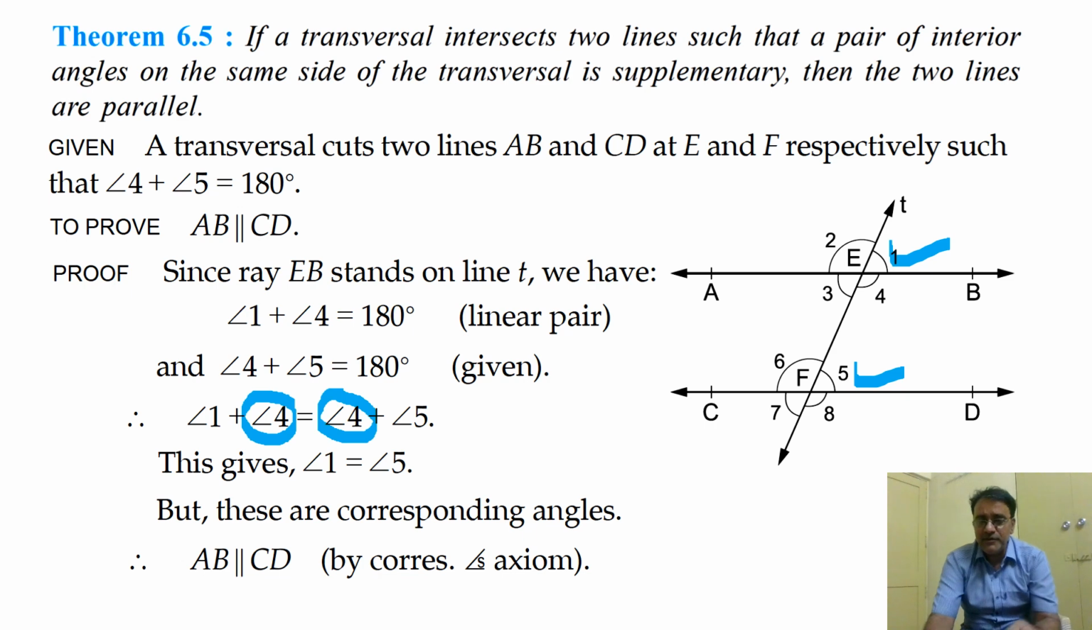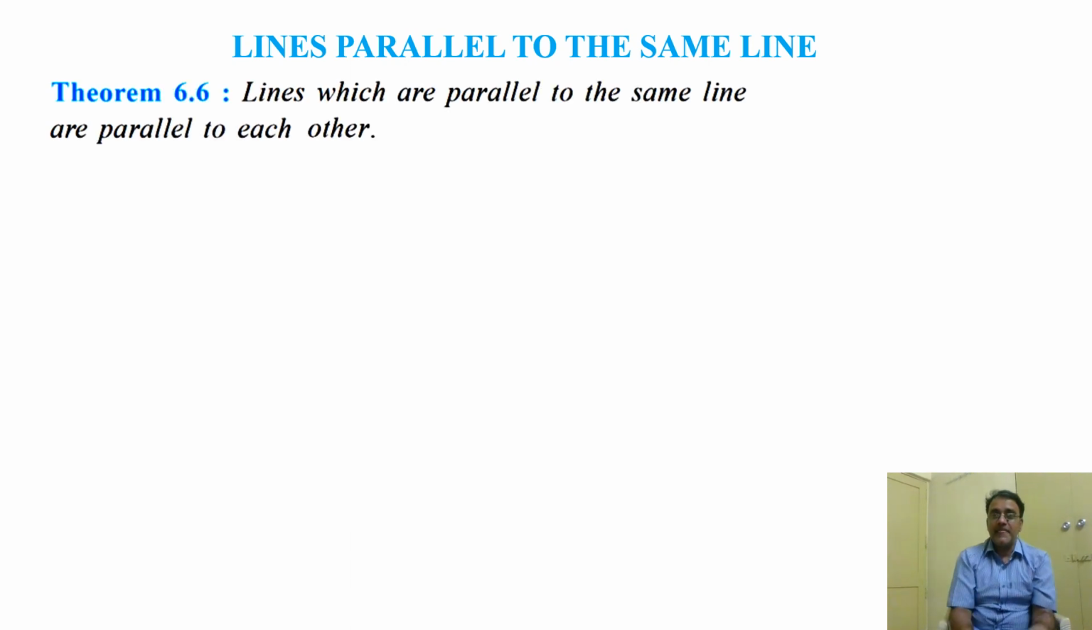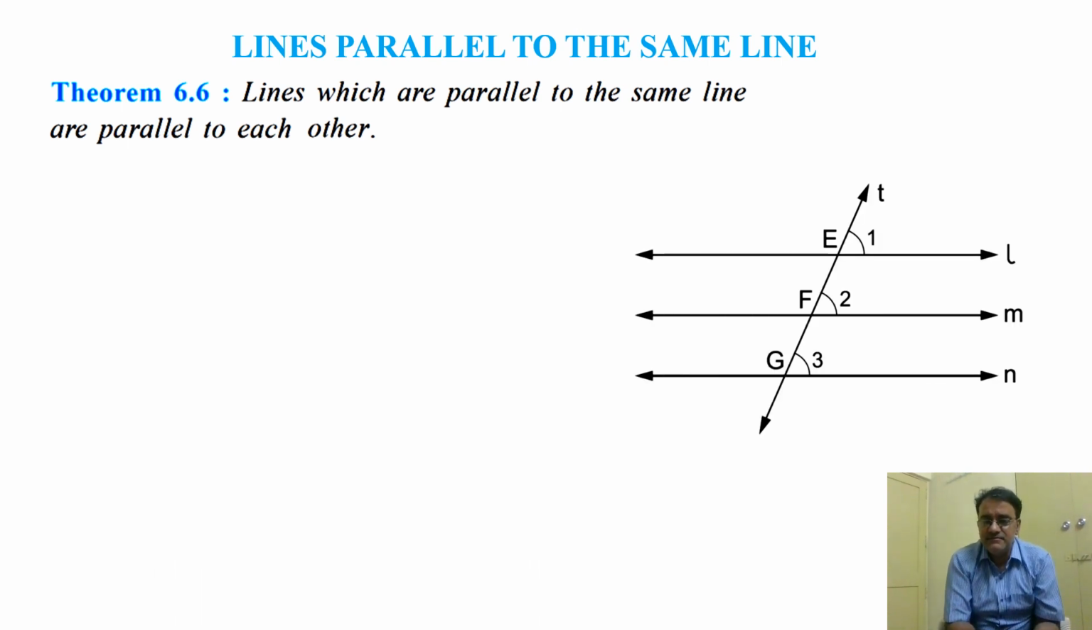Now we are moving towards one important theorem, one important topic, lines parallel to the same line. So इसका theory portion कुछ भी नहीं है. Under this we have to study one theorem, that is 6.6. Lines which are parallel to the same line are parallel to each other. ठीक है, अगर दो लाइन है, वो दोनों लाइन सेम लाइन से पैरेलल होता है, तो वो भी एक दूसरे के पैरेलल है. सो दिस इज द डायग्राम. सपोज L is parallel to M and N is also parallel to M, then L and N are parallel to each other.